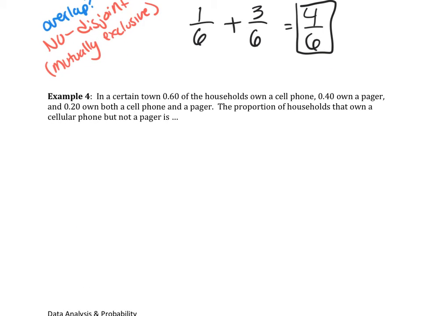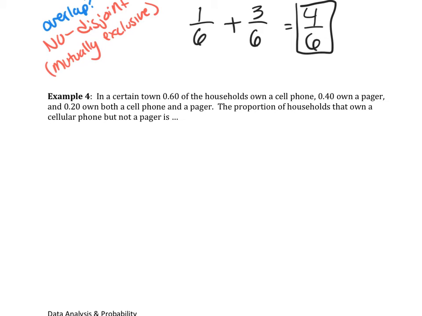We have, now it's set up a little bit differently. Instead of describing the experiment to you and you having to calculate the probabilities, the probabilities are given to you. So in a certain town, 0.6 of the households own a cell phone, 0.4 own a pager, because this is still relevant, and 0.2 own both a cell phone and a pager. The proportion of households that own a cell phone but not a pager is what?